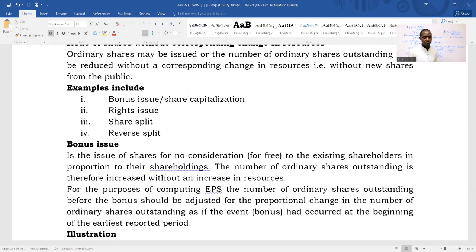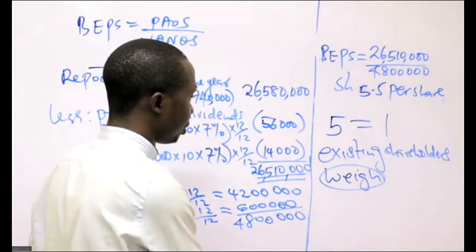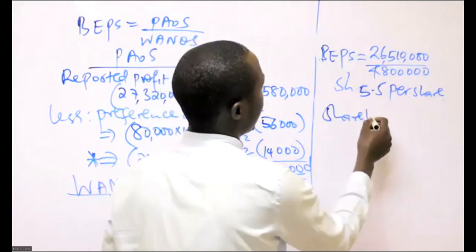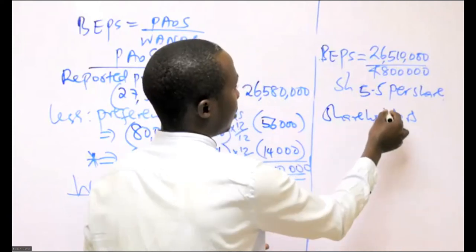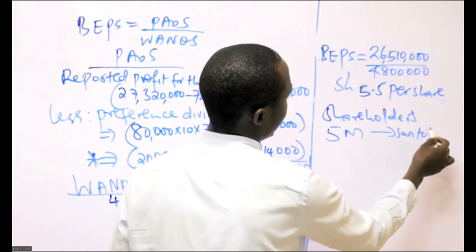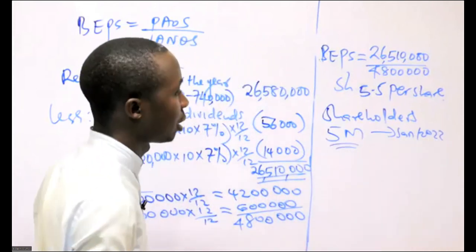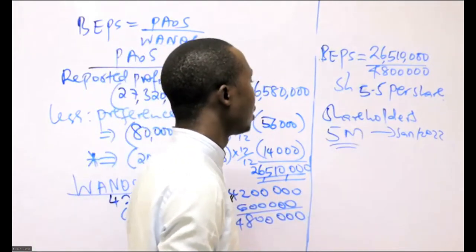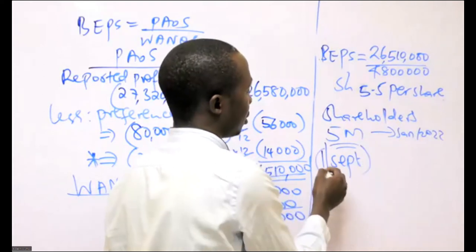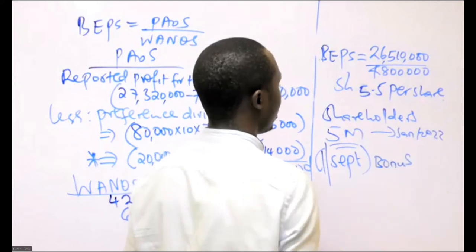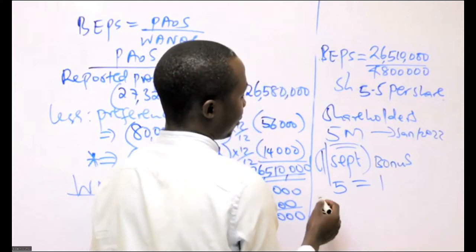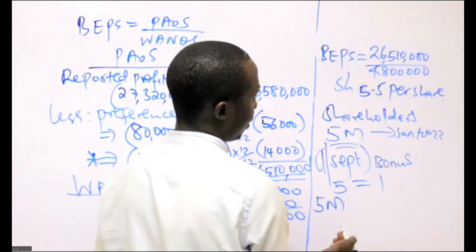So what do I mean? Let's say the shareholders were having some shares of the company. The company had issued, let's say, 5 million shares from January 2022. So these are the shares which the shareholders are holding from the start of the year. Coming to September 1st, the company decided to issue a bonus, saying that for every 5 shares you have, we are giving you 1 for free. So how many shares will you be given? 5 million times 1 divided by 5, that is 100,000.